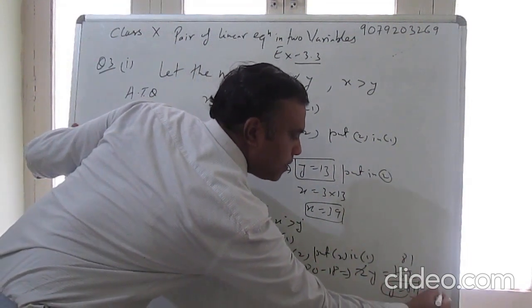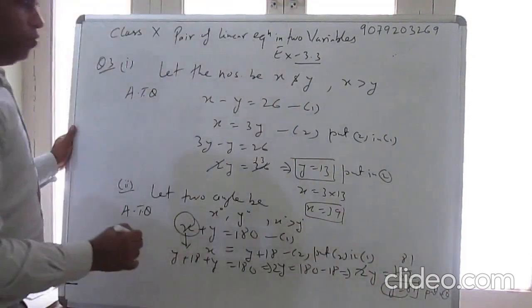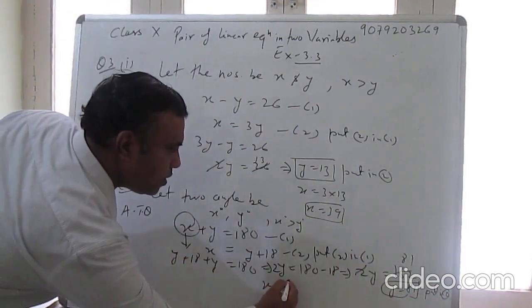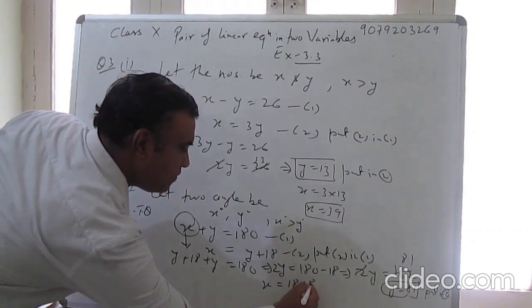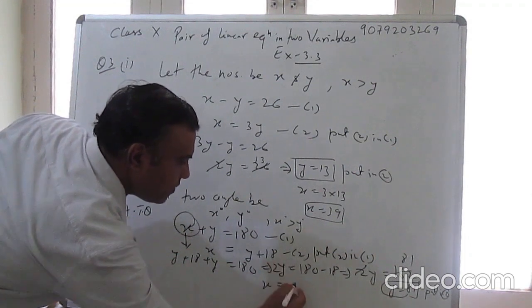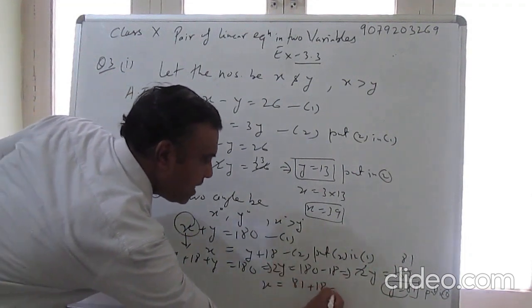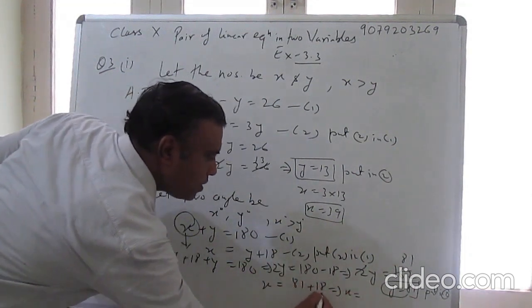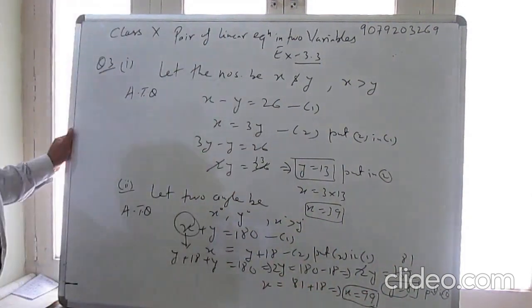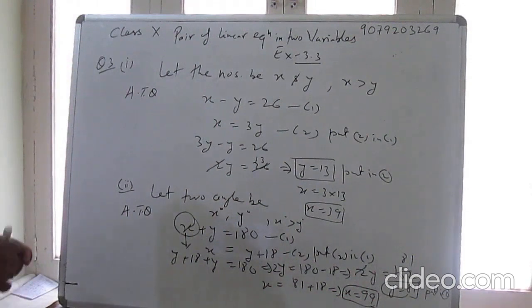Put it in 2. You will get x is equal to 18 plus 81, 81 plus 18. You will get x is equal to 99. x is equal to 99.